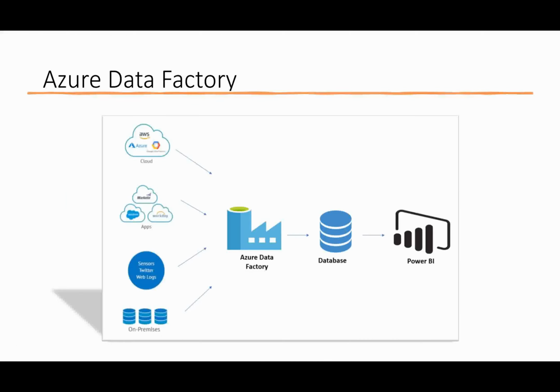Now here's a schematic of the Azure Data Factory and where it would sit. You have on the left cloud sources, not just Azure, but also AWS, Google, and others. You have apps that are online: Salesforce, LinkedIn, and Facebook publishes a lot of data. This shows sensors, Twitter metadata, web logs. Any data that's published likely has a way for Azure Data Factory to consume that data.